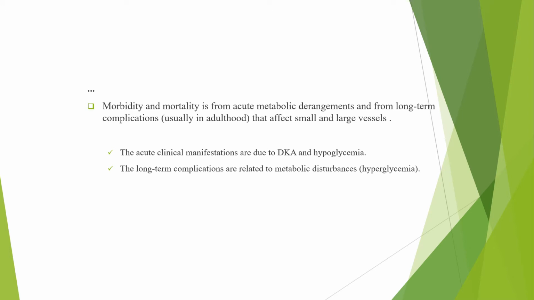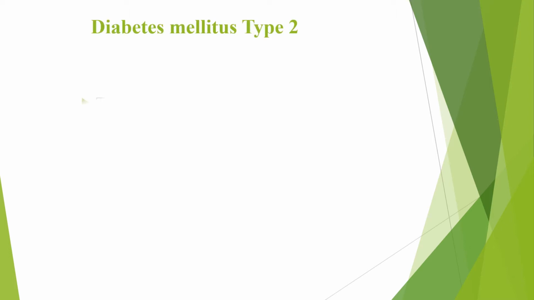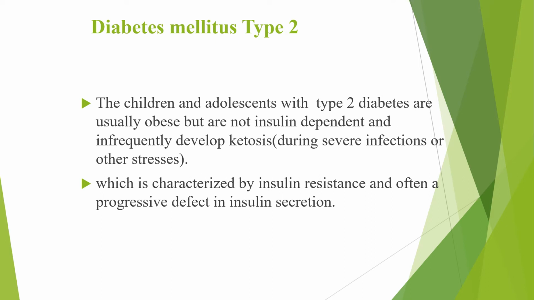Morbidity and mortality is from acute metabolic derangement and also from long-term complications, usually later in life, that affect small and large vessels. The acute complications are due to decay and hypoglycemia, and the long-term complications are related to metabolic disturbance and mainly hyperglycemia. Diabetes mellitus type 2 is rare in children compared to adults.